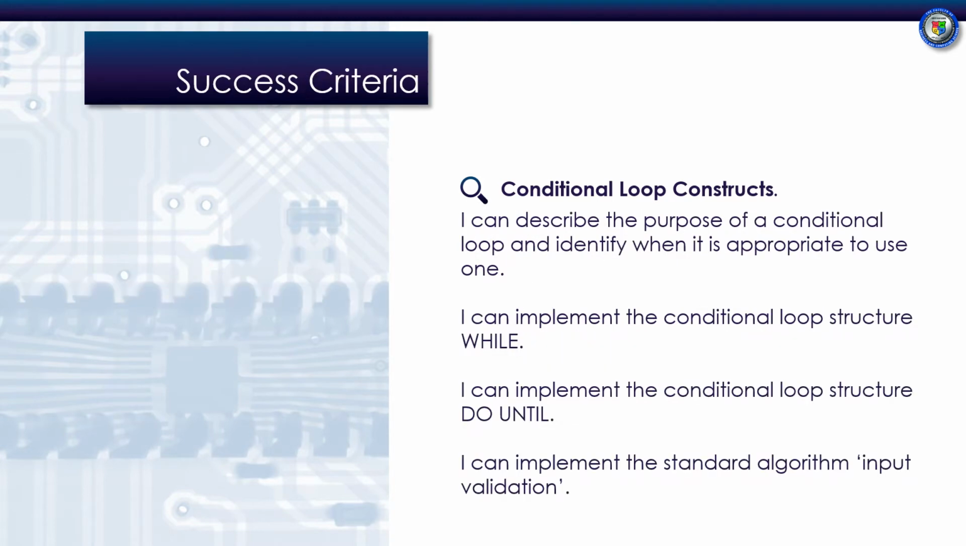Our success criteria for today's lesson is as follows. I can describe the purpose of a conditional loop and identify when it's appropriate to use one. I can implement the conditional loop structure while. I can implement the conditional loop structure do until. I can implement the standard algorithm input validation. As always, we should refer back to our success criteria throughout the lesson. This will allow us to judge our progress.